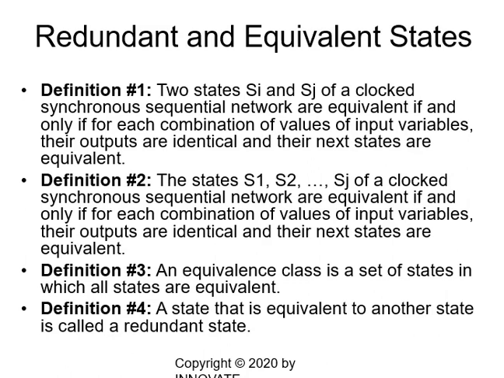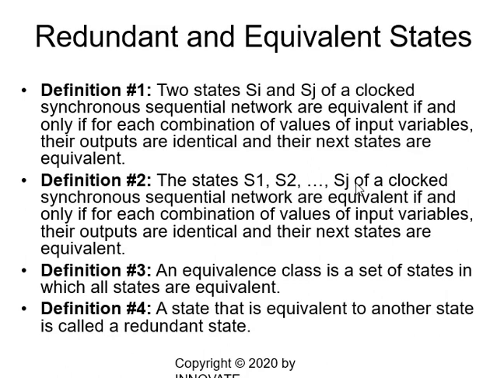Definition number 1: 2 states, Si and Sj, of a clock synchronous sequential network are equivalent if and only if for each combination of values of input variables, their outputs are identical and their next states are equivalent. Very clear. So in 2 states we have Si and Sj. They are equivalent if they have the same outputs and if, for each combination of input variables, their next states are equivalent.